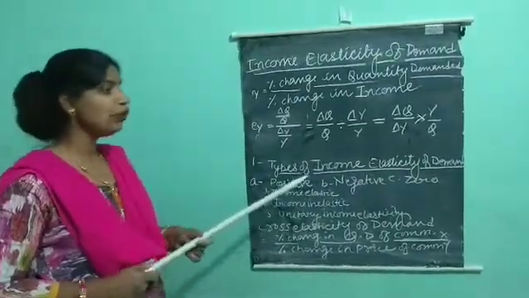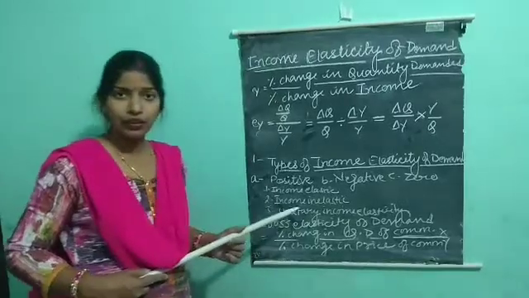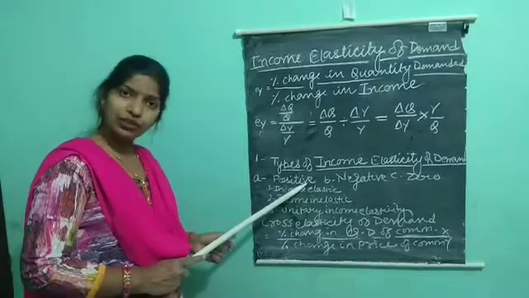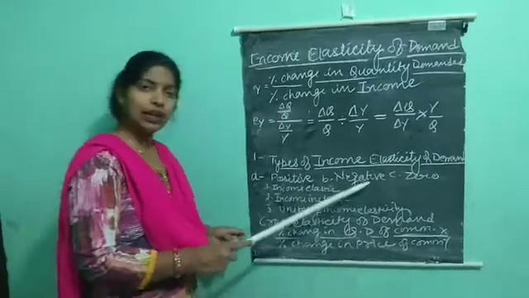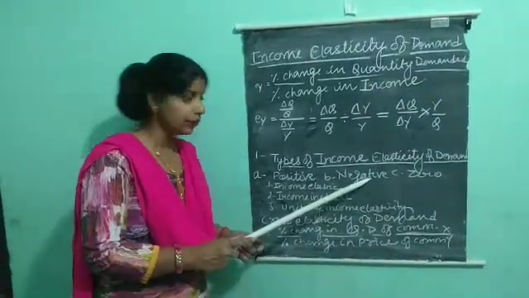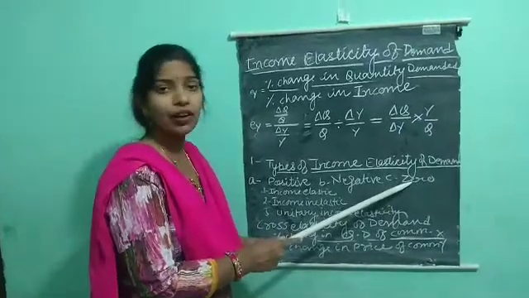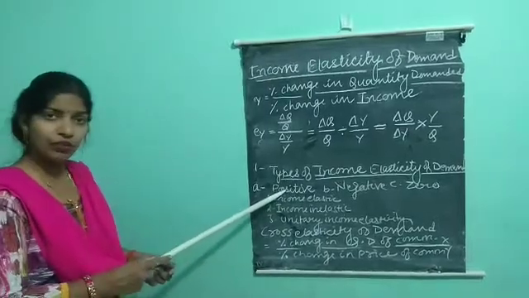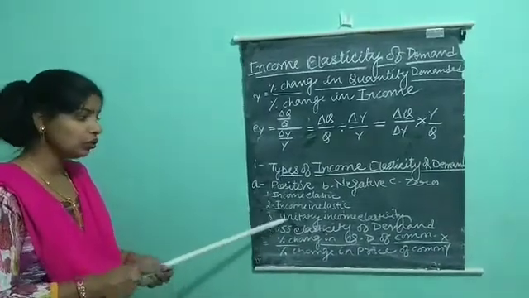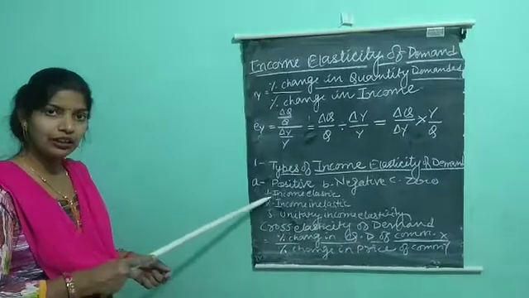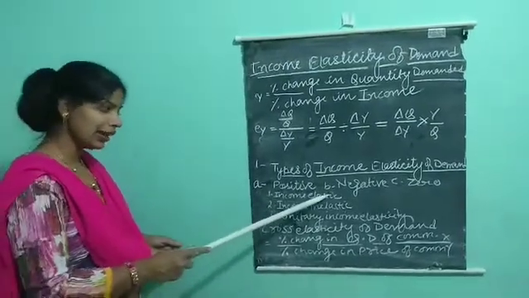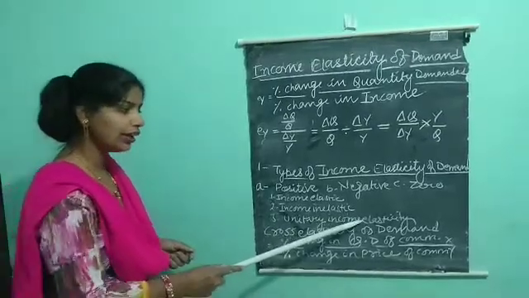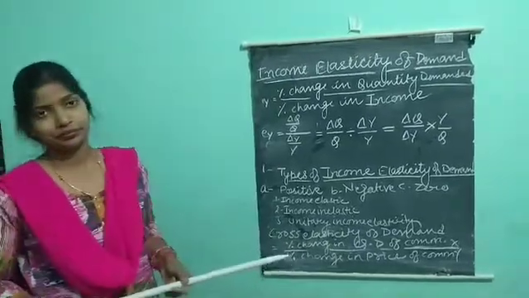Then, types of income elasticity of demand, we can divide into three categories: positive income elasticity of demand, second, negative income elasticity of demand, and third, zero income elasticity of demand. The first one is positive. Again, we can divide it into three categories. I have written here, all of you see carefully: income elastic, income inelastic, and unitary income elasticity.